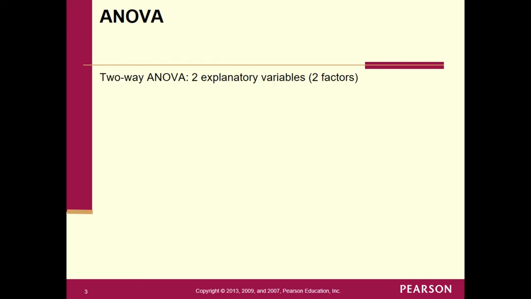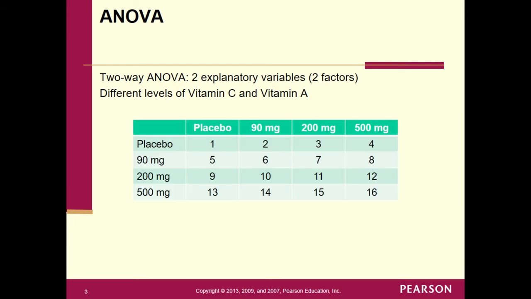A two-way ANOVA would be if we had two explanatory variables, two factors. So we have different levels of vitamin C and vitamin A maybe. And so there, notice we would have not just 4 different populations, we actually have 16 different populations because it's a combination of all the different combinations of vitamin C and vitamin A. And we had 4 from each, so that would make 16 different populations then, 16 different combinations, all right. Now we're not going to do a two-way ANOVA, we're just going to work with one-way ANOVA in this class.